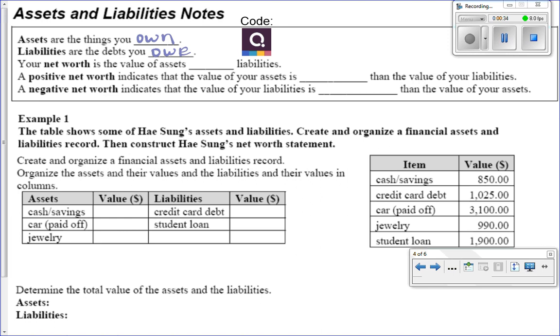So your net worth is the value of assets minus liabilities. So assets minus liabilities equals your net worth. That is not on your reference material. That is something you know. A positive net worth indicates that the value of your assets is greater than the value of your liabilities. A negative net worth indicates that the value of your liabilities is greater than the value of your assets. Right?